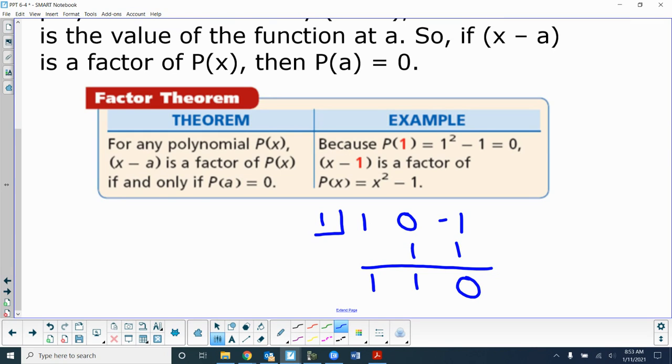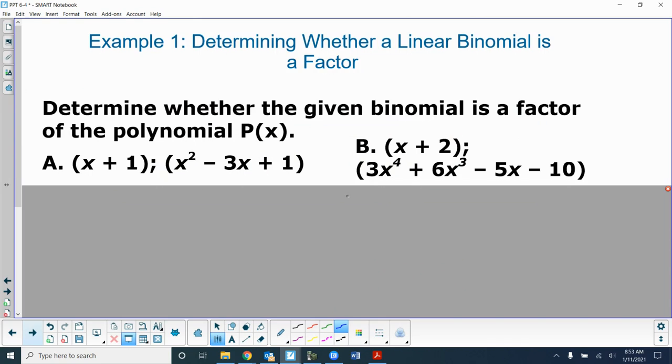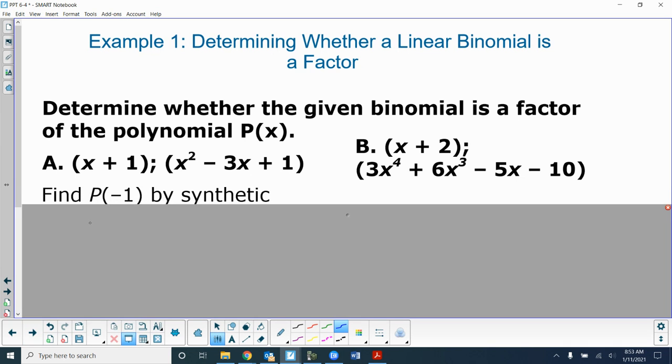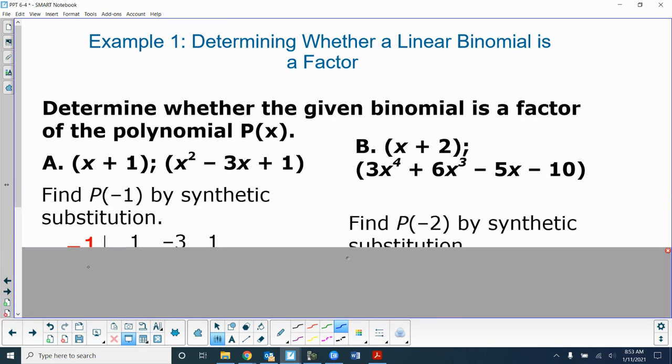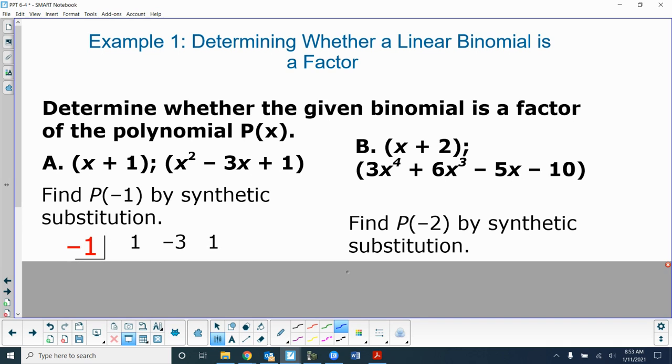0. If you get a 0 there, when you're doing synthetic division, that means this is a factor of that. That's what that's saying. Okay? So, is x plus 1 a factor of that? What do I put in my corner? Negative 1, right? So I set it up like that, right?